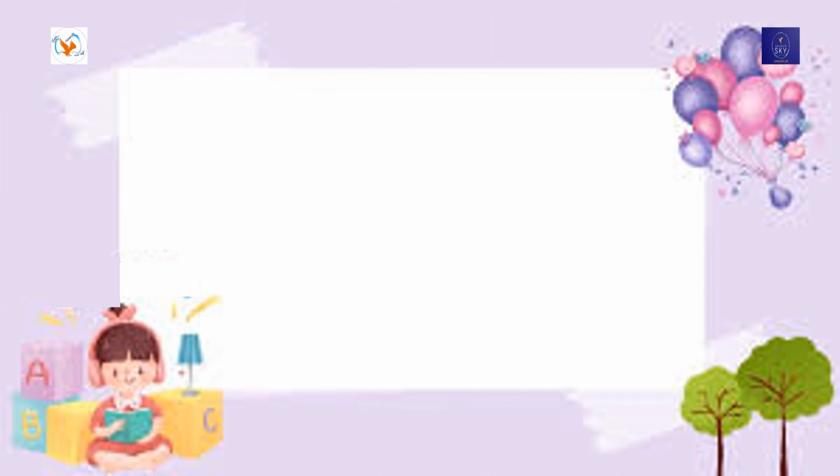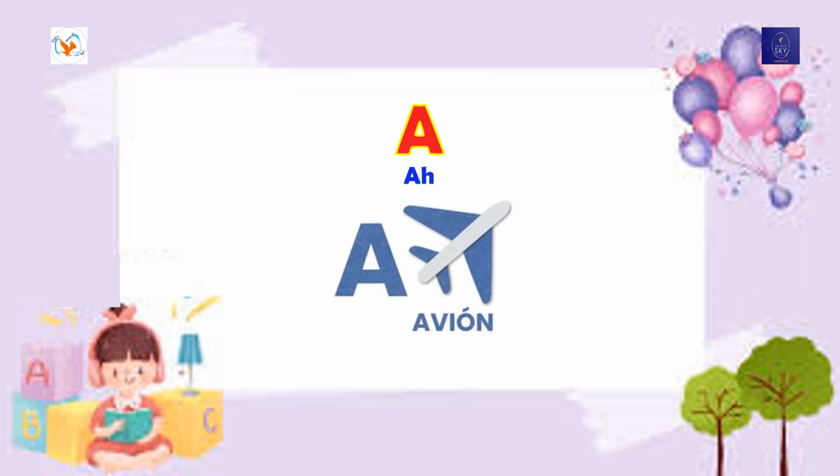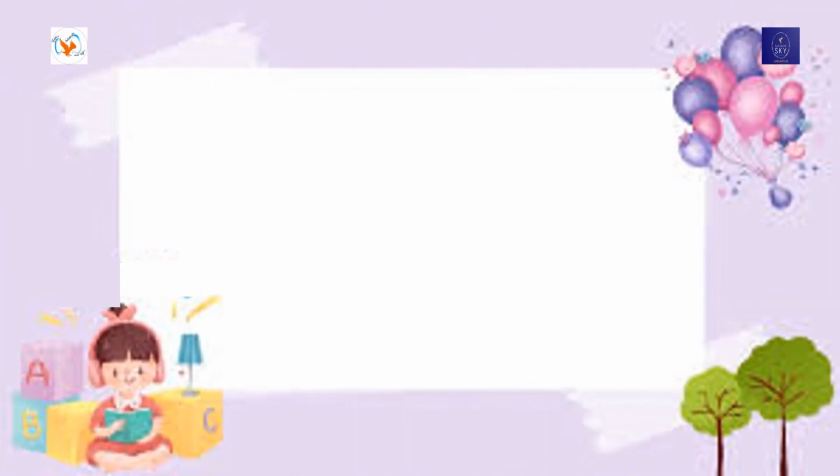Let's start with the letter A. In Spanish, A is pronounced as A. It's a strong and clear vowel. Interestingly, the letter A is the most common letter in the Spanish language, just like it is in English. Next we have B. In Spanish, B is pronounced as bay.